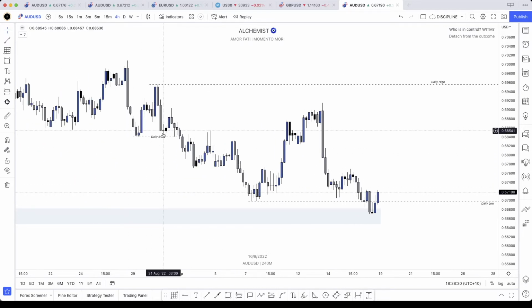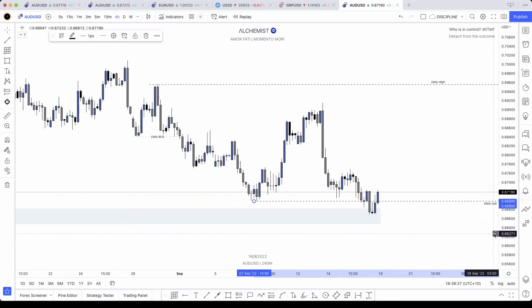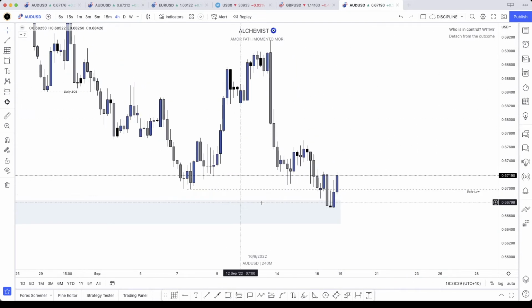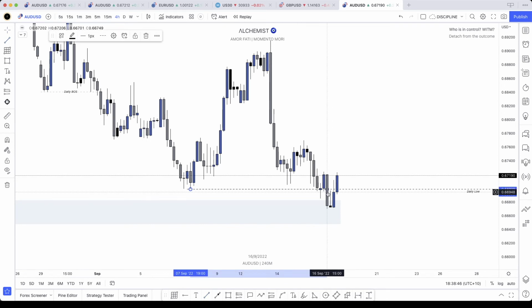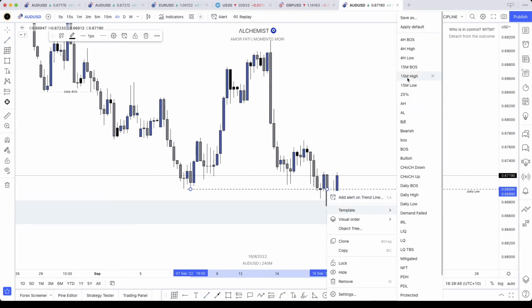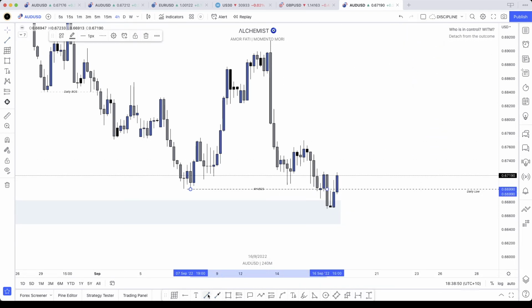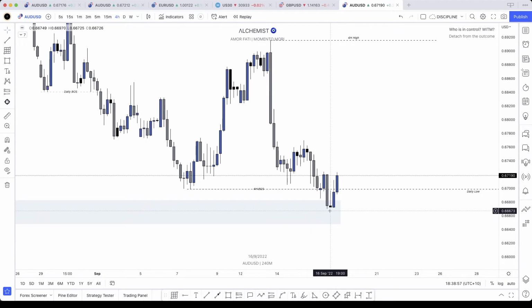Now this here, the daily BOS, was also our 4 hour BOS at the time, therefore leaving this as our 4 hour low. However, on the 4 hour, we have actually had a break below. So once we had this candle closing below, we can actually now move our 4 hour break of structure to this point here. So this here was our 4 hour BOS, leaving this up here as our 4 hour high. And based on the amount of pips that this has pulled back, we can't yet determine this to be our 4 hour low just yet.